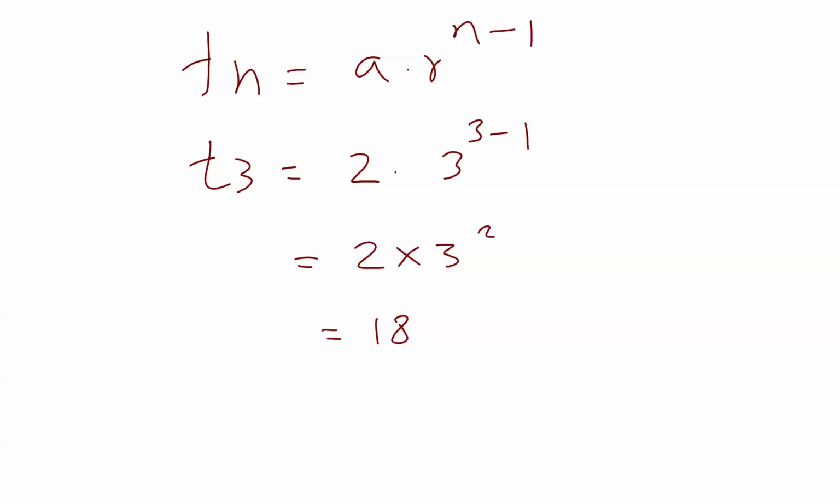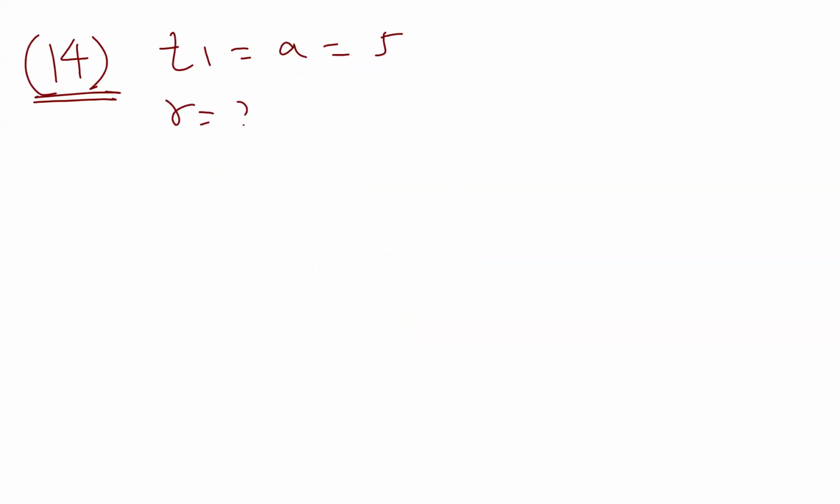Question number 14. The first term of a GP is 5. T1 is equal to A is equal to 5. The sum of the first three terms is 31 upon 5. Find the common ratio. R we don't know.